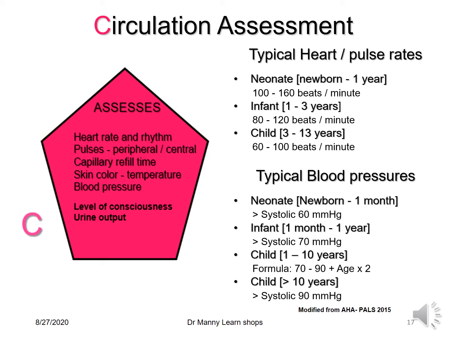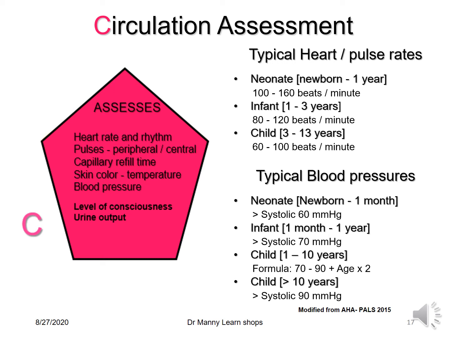Typical heart rates or pulses for the same classification that we had before: in a neonate, 100 to 160 beats per minute; in an infant, 80 to 120 beats per minute; in a child, 60 to 100 beats per minute.